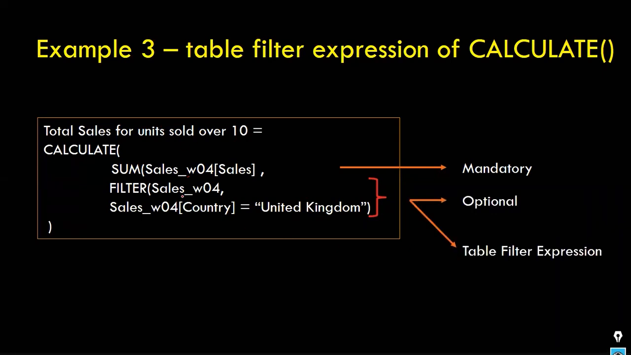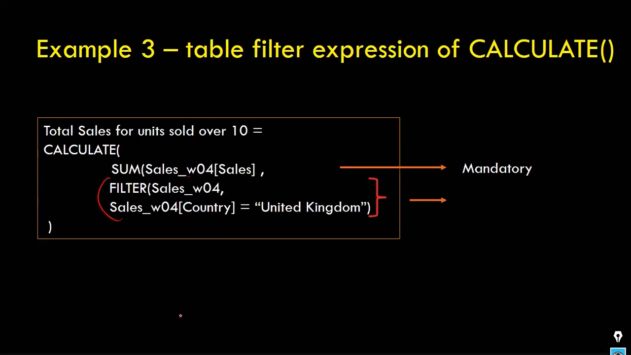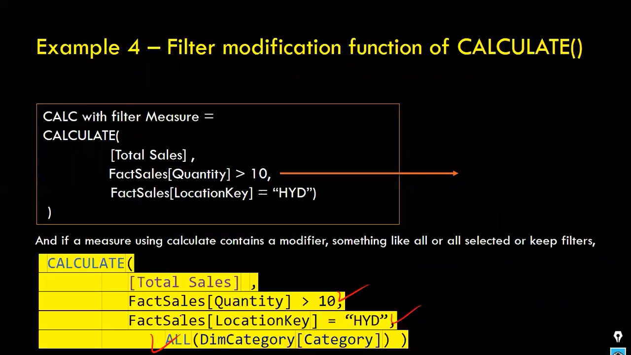In this case, we have used the table filter expression. This is your table filter expression. Earlier, we used the Boolean filter, and the next one is table filter. And in this case I have used something else, called, look here, the all function. Boolean filter, you can use it. You can use a table filter function, and then you can use a filter modification function. This is called your filter modification function. The all function is a filter modification function. Hope you understood.